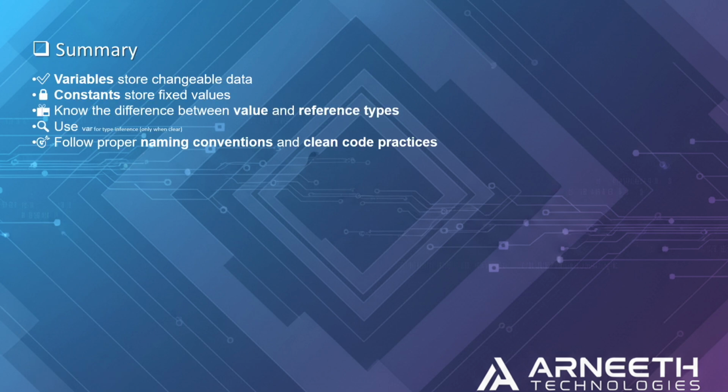So what have we learned in this module 2? Basically, we learned that variables store changeable data and constants store fixed values. We know the difference between value and reference types, and to use var for type inference only when the type is clear. We also saw some naming conventions in this video, and we learned clean code practices, including when we need to use Pascal case and camel case in each scenario.